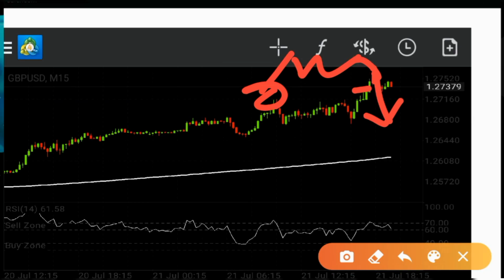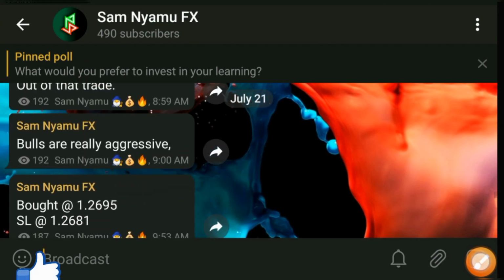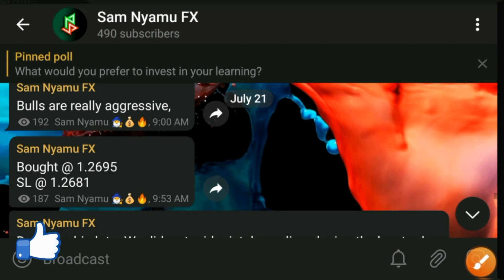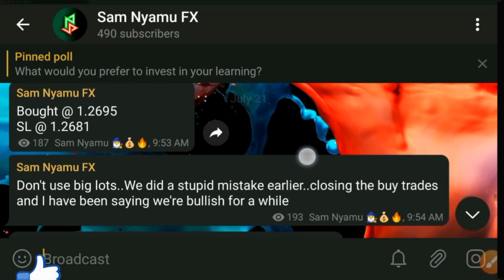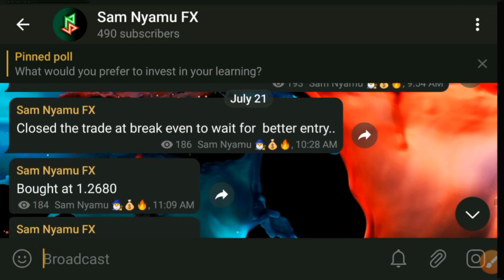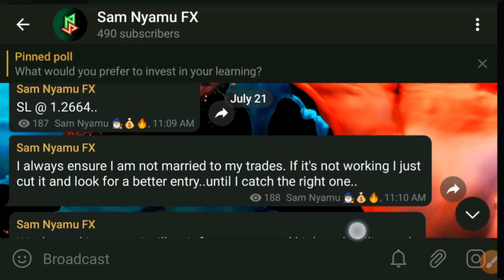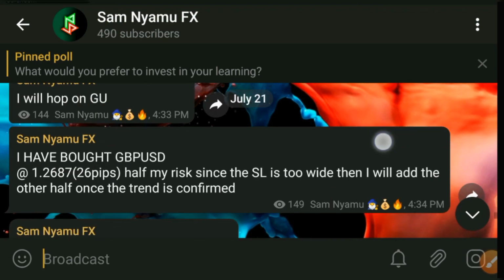I also notified that on the group. You can see today is 21st right there. Both are really aggressive. So I bought at 1.2695. Don't use big lot size. After that there were still updates on how I was managing the trades. Then be patient.